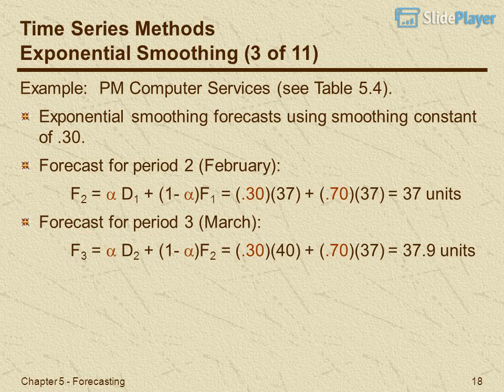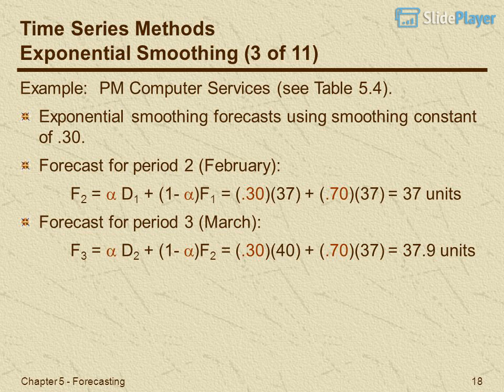Forecast for period 2, February. F2 equals alpha D1 plus (1 minus alpha) F1 equals 0.30 times 37 plus 0.70 times 37 equals 37 units. Forecast for period 3, March. F3 equals alpha D2 plus (1 minus alpha) F2 equals 0.30 times 40 plus 0.70 times 37 equals 37.9 units.